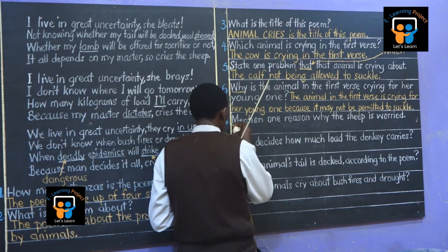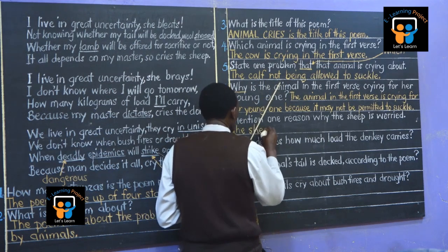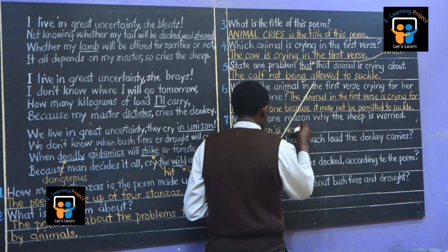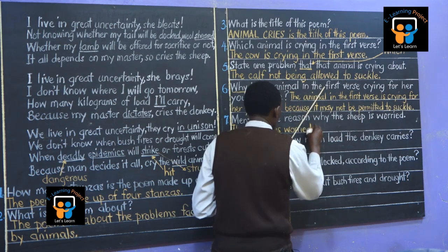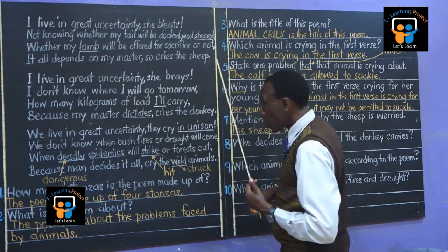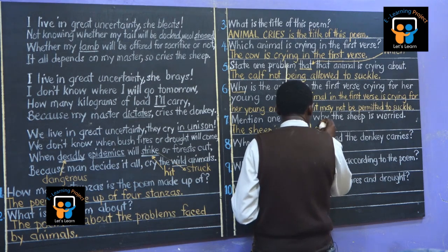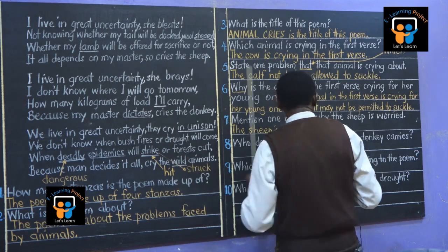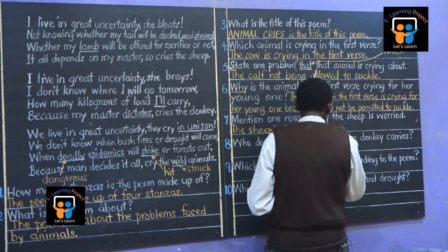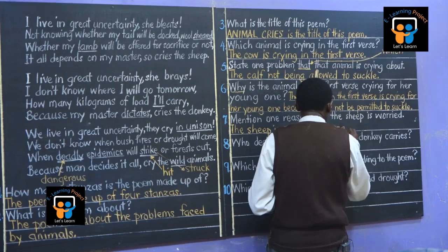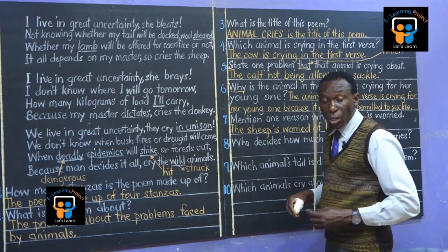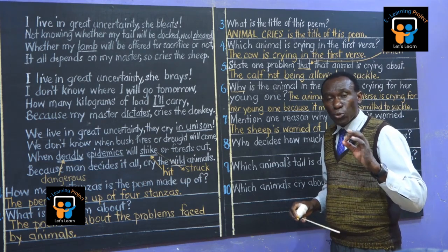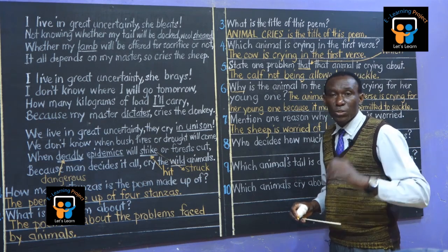Let me begin the answer for you. The sheep is worried. Worried of, you can use the word of. You can say of losing her what? Her tail. Worried of losing her tail. In some questions, you don't have to use all the words that are in the question, but just to show that you have understood the question.